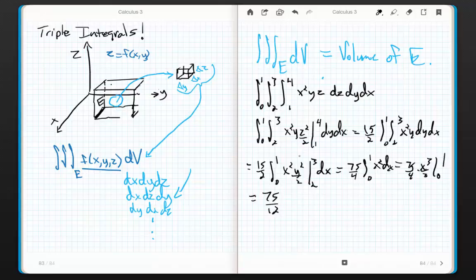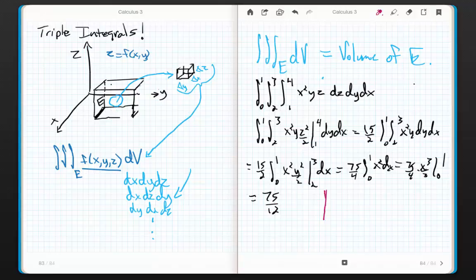Now you may have already realized, it's a product. I can pull the whole thing apart if I want to, right? Remember that rule? If everything's being multiplied together, then I can take the integrals separately and just multiply them. And that's sort of one of the consequences of Fubini's as well, which is really nice. But what I want to show you here is, first and foremost, what's happening?